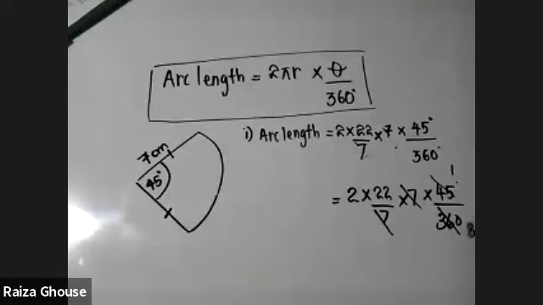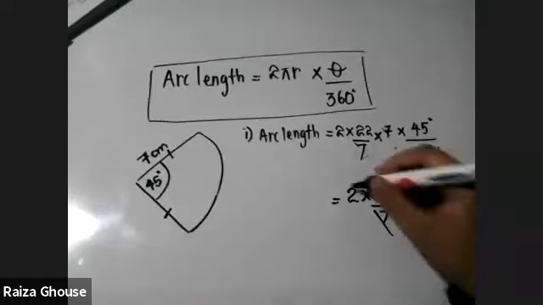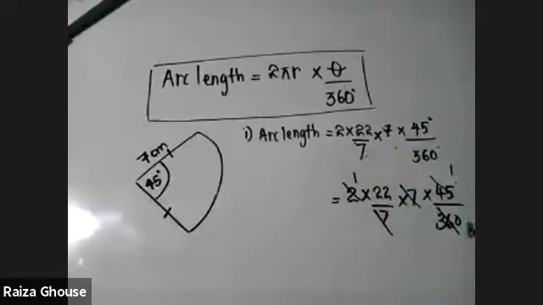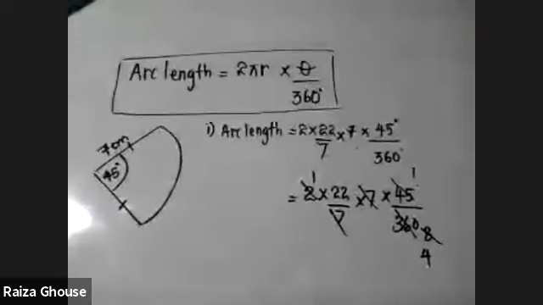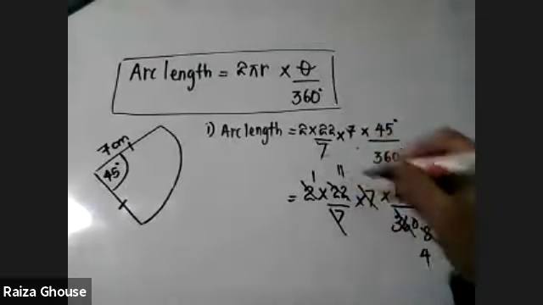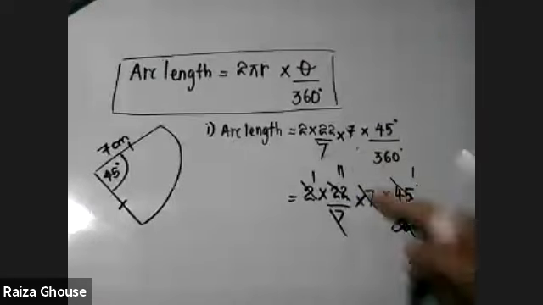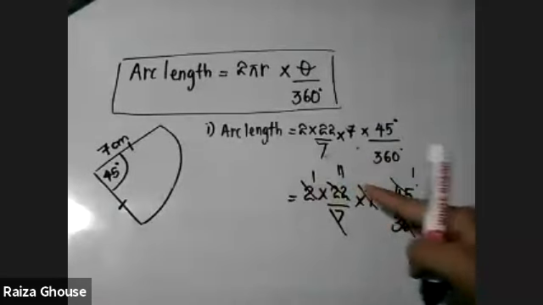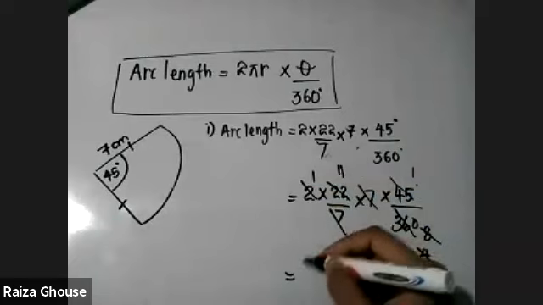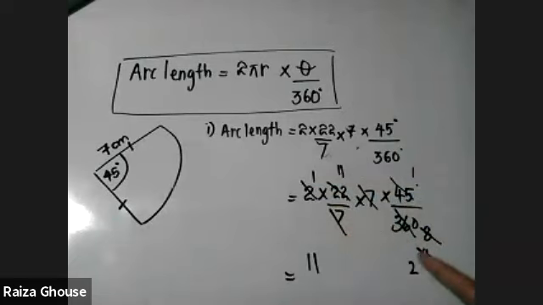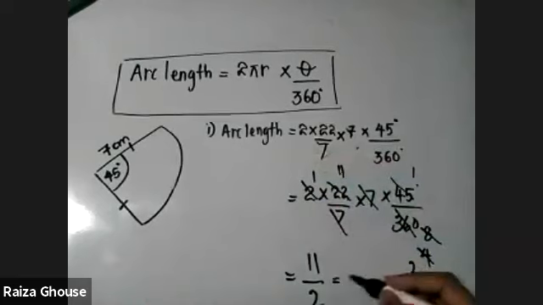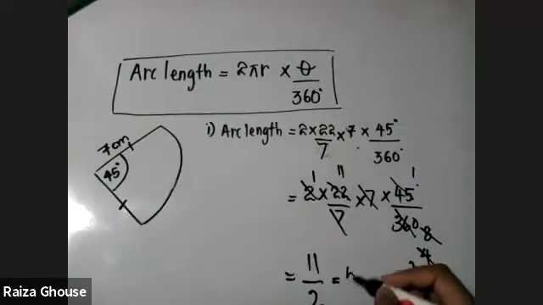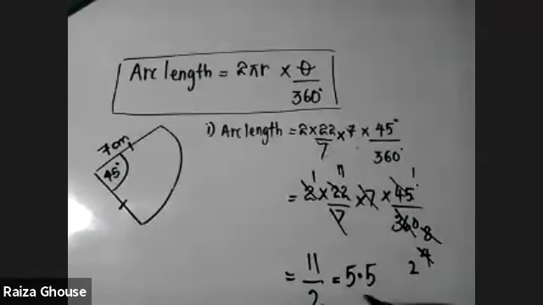Very good, 8. Now you can see here 2 and 8: 2 times 1, 2 times 4. You can see 22 and 4 now: 2 times 11, 2 times 2. Now can't cancel any more. Any numbers up? No, everyone is gone. So the number up, the numerator, is 11. Any numbers down? 2 is there. 11 upon 2. What is the arc length? Yes? 5.5. It's in centimeters, a decimal answer. That is the arc length.